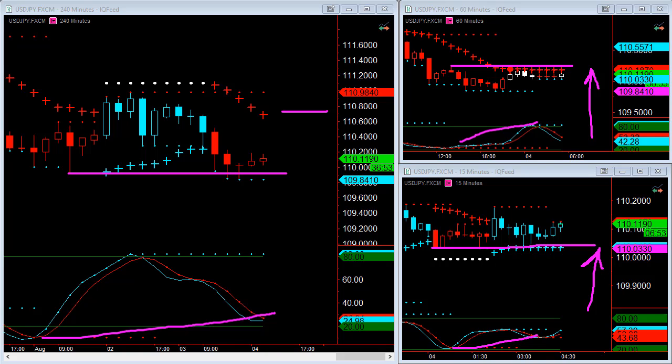And the non-farm employment is one of the biggest market reports for the Forex market. So you can expect at least a 50 pip move, potentially up to 100 pip move on these currencies.